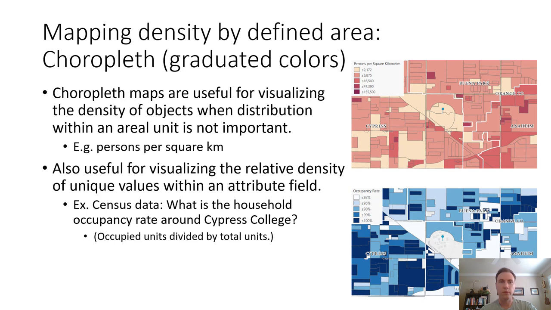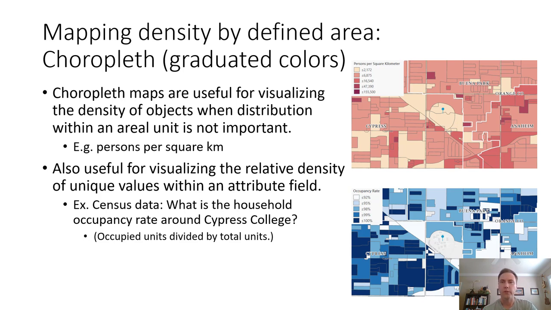Next up, we have graduated colors, also known as choropleth map symbology. Choropleth mapping is what you've actually already been doing in class. Choropleth maps are useful for visualizing density of objects when the distribution is not so important, so you don't necessarily need to visualize the actual person on the ground. It's also useful for visualizing the relative density of unique values within an attribute field.